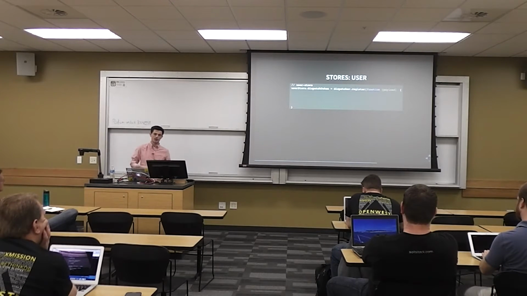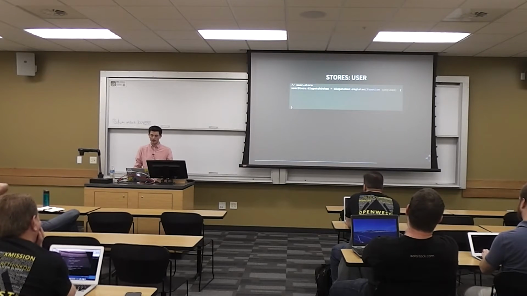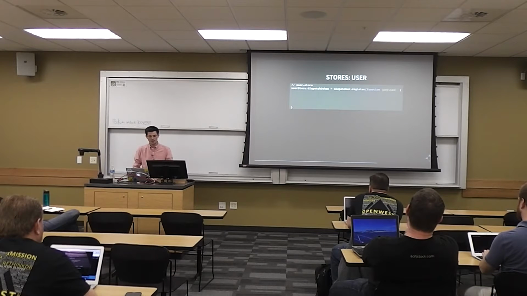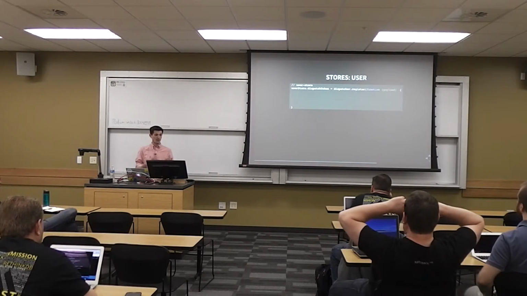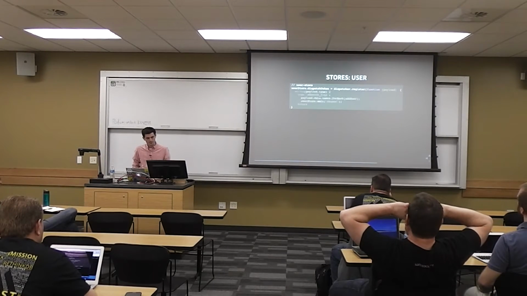So now we do need to create a user store to hold our user data. This looks very similar to the user store or the TIL store we created earlier, except there's one major difference. Here we're actually assigning the result of registering with the dispatcher to the store. And all that does is it gives it a unique token that can be used by other stores that want to wait for this store to update. So they can pass that to the dispatcher and only update themselves when that store is actually updated.